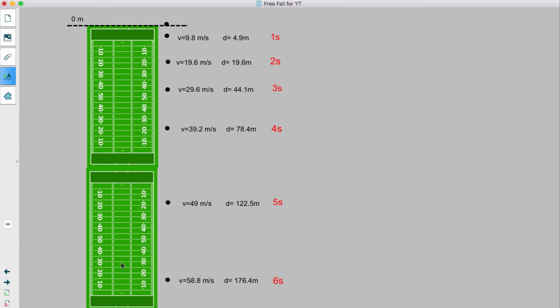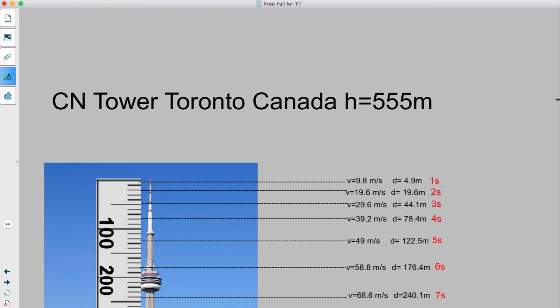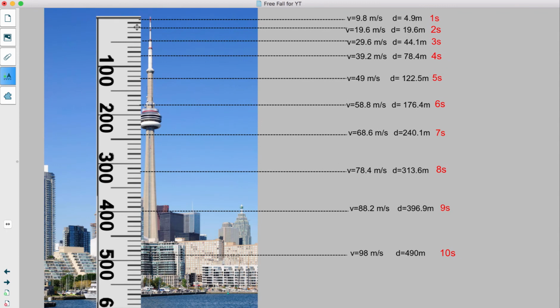Now, in order to show the full 10 seconds, I'm using a different analogy, and that is the CN Tower, which is in Toronto, Canada. It has a height of 555 meters. Top of the tower to the base of the tower is 555 meters. So the 0 point is actually the very tip of the tower. In the first second, you've fallen about 5 meters and you're going 9.8 meters per second. So it's not much of a drop at all.